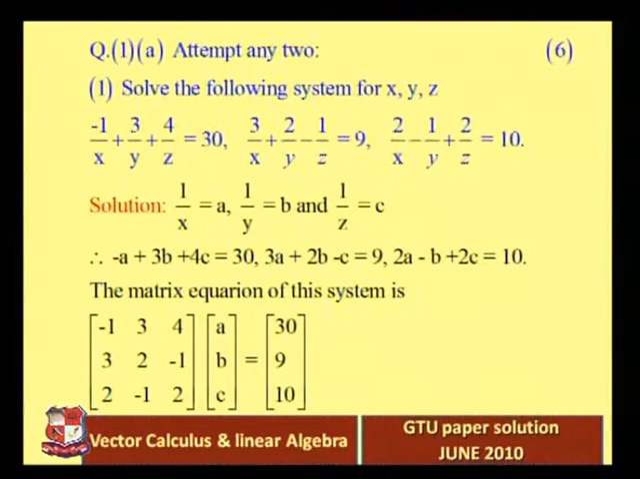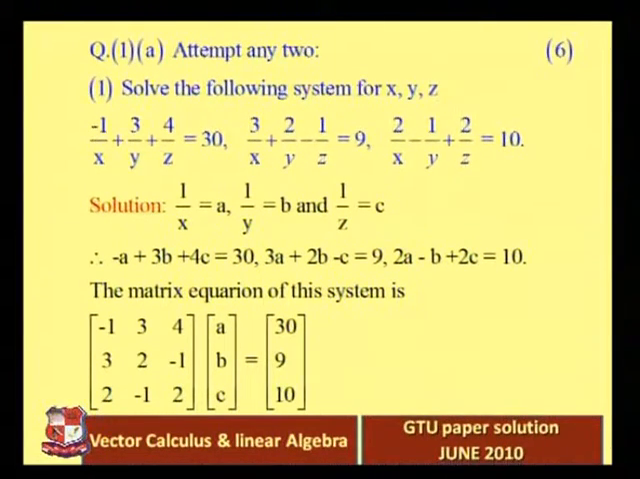First, question 1a. This question was asked for 6 marks in this GTU question paper. Solve the following system for x, y, z, where the first equation is minus 1 upon x plus 3 upon y plus 4 upon z is equal to 30. The second equation is 3 upon x plus 2 upon y minus 1 upon z is equal to 9. The third equation is 2 upon x minus 1 upon y plus 2 upon z is equal to 10.